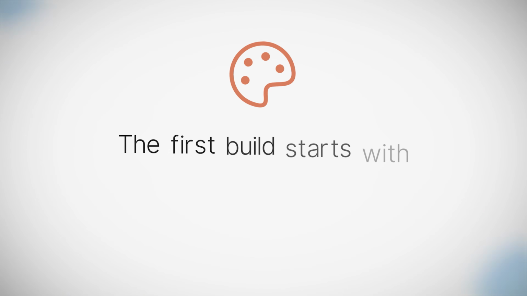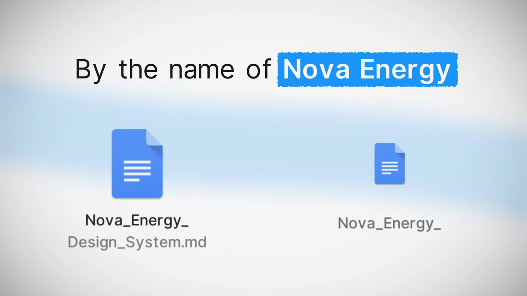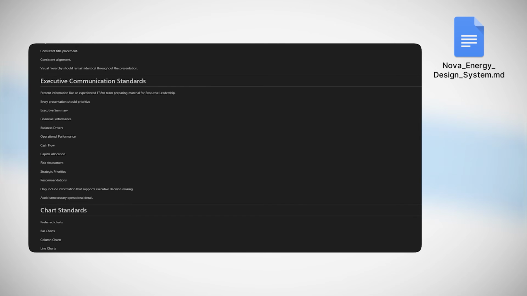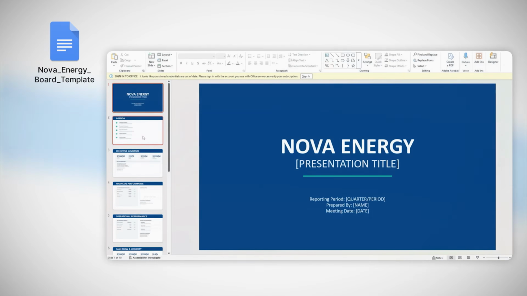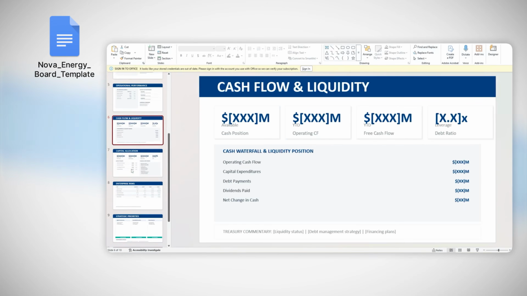The first build starts with teaching Claude a company's visual language. For this walkthrough, I'm using an example company by the name of Nova Energy. I had 2 files ready for this: a markdown document describing the company's colors, typography, spacing, and communication style, and a PowerPoint template showing how those rules actually get applied across a real board deck.